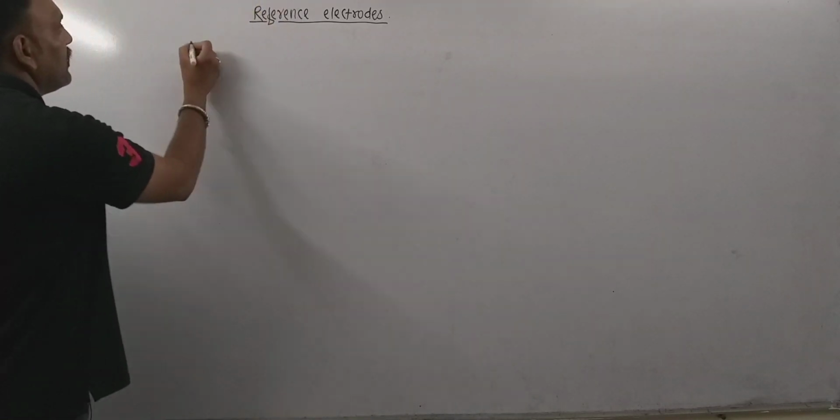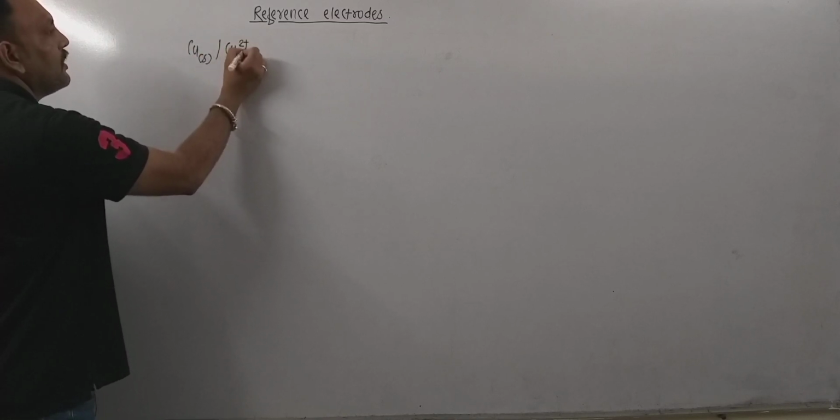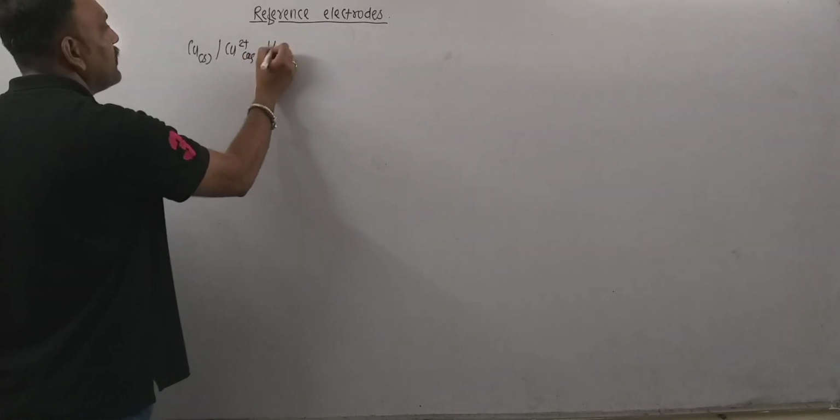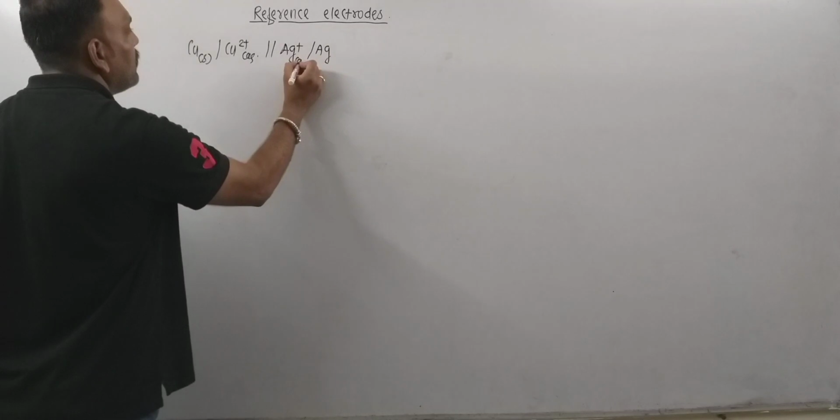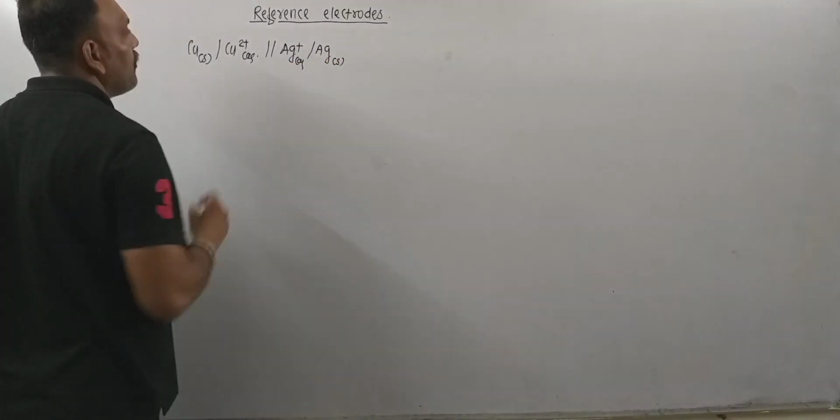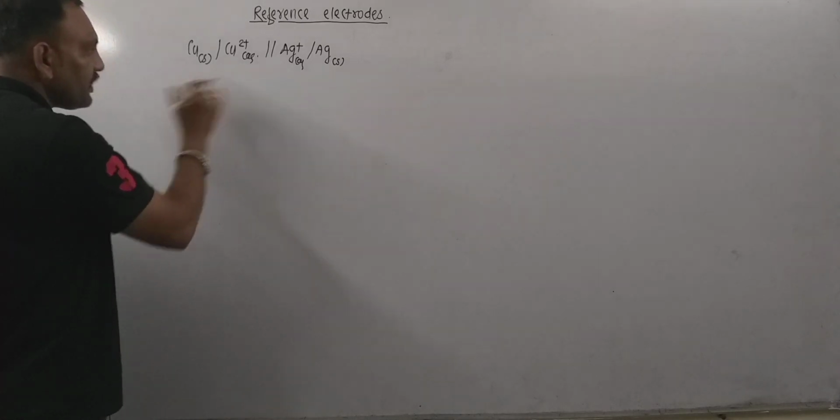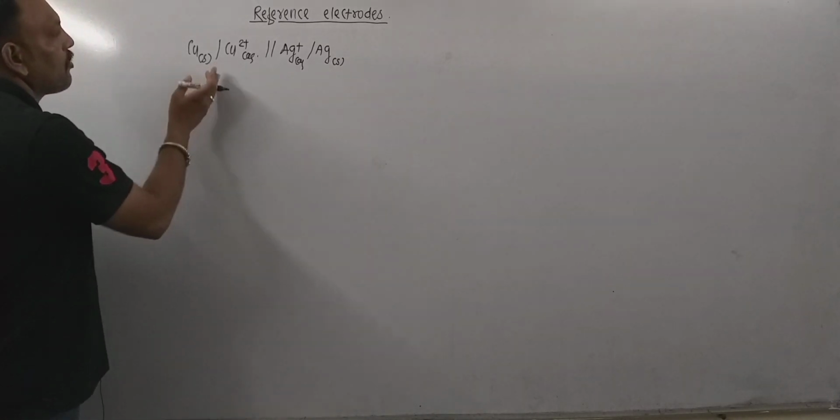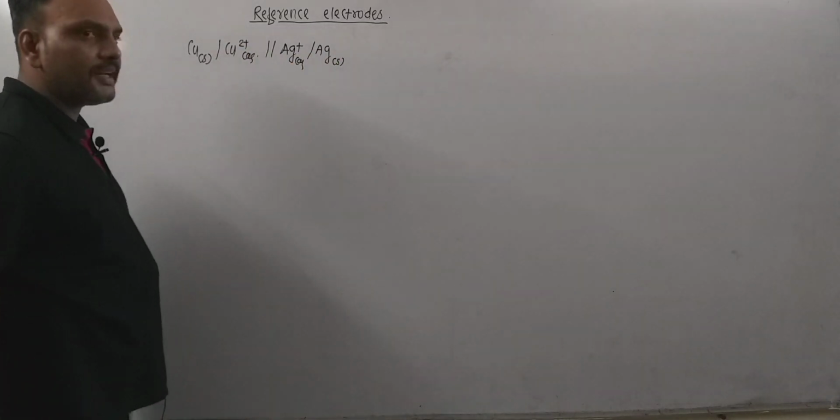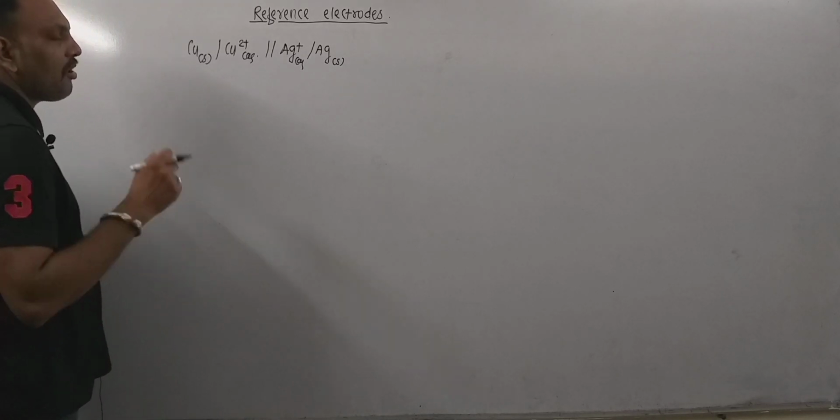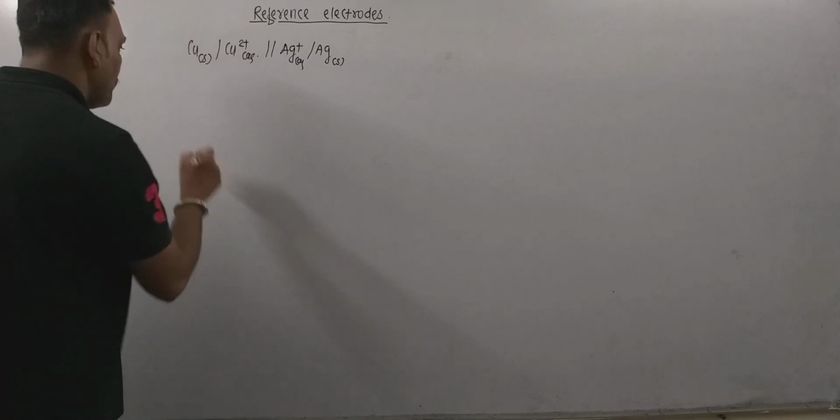Now consider a cell which can be represented like this. This is supposed to be a cell. So now how can one draw the structure of this? Let's see. In this formulation, copper is the left hand side electrode and silver is the right hand side electrode. It means that oxidation takes place at the copper electrode.